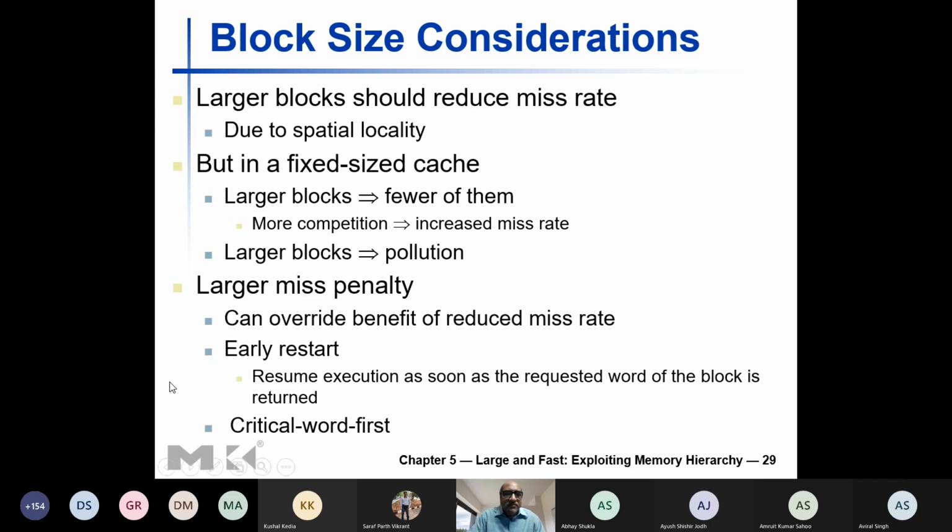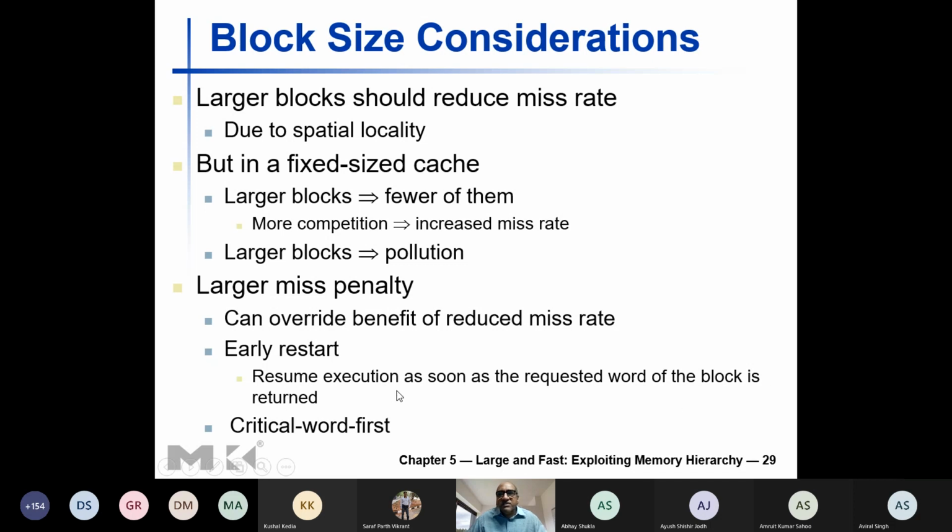Instead of that, early restart means that when you are bringing the block into the cache, whenever the desired word arrives at the cache, you immediately pass that word to the CPU, and later you can bring in the later part of the block. That is known as early restart. It means they resume the execution as soon as the required word in the block is returned.